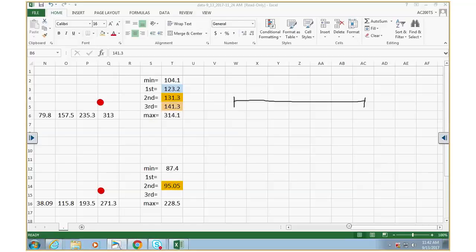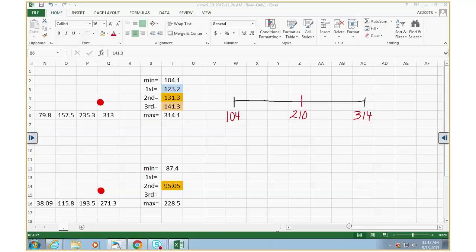So this is 104. This is 314. Somebody tell me what my mid-range is. 209. Look over there. What is it? First numbers I calculated. 209. So it's 209. I'm going to put 210, make life easier.